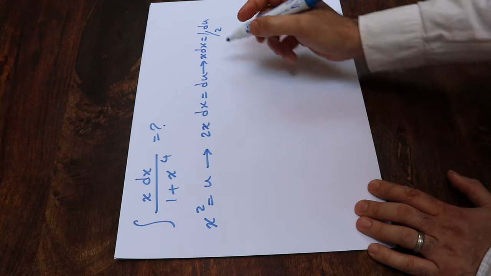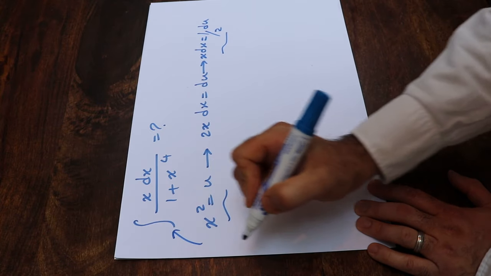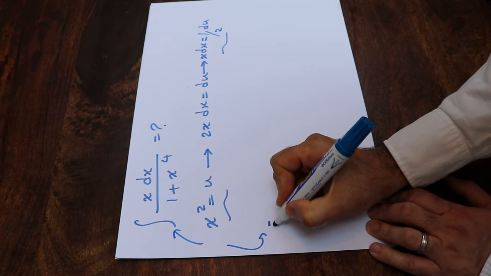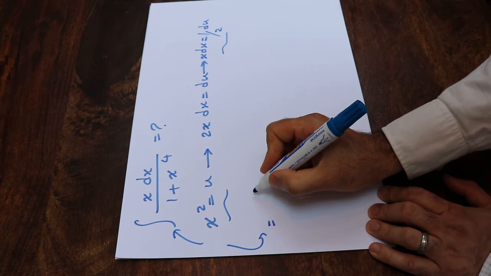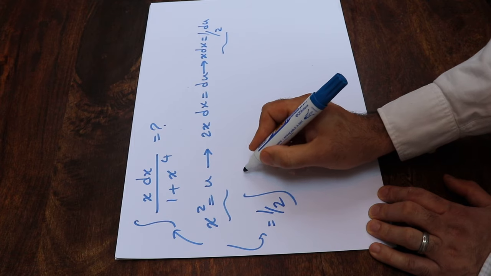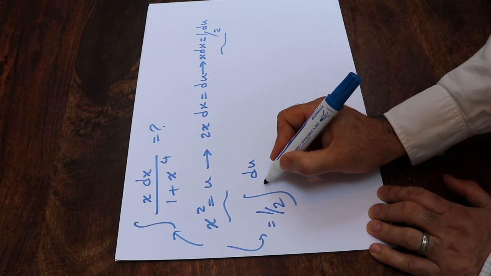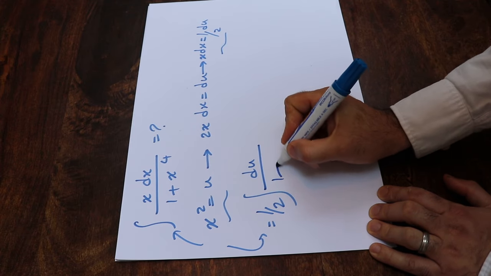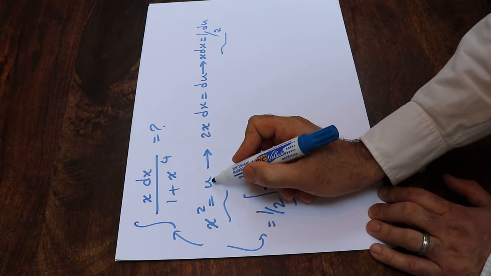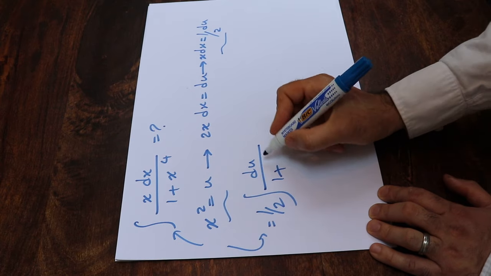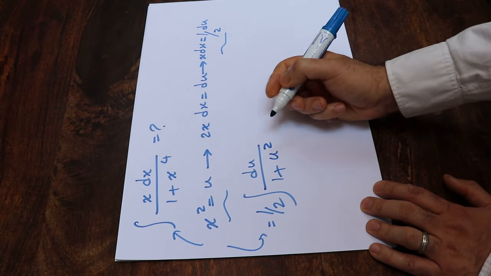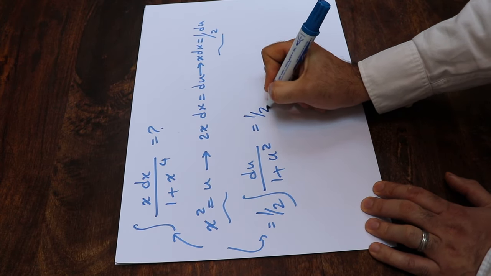Now if you substitute these two expressions into this integral, you can rewrite it as, instead of x dx, 1 divided by 2 times du. 1 divided by 2 is a constant, therefore I can take it out of the integral, divided by 1 plus x^4. x^2 is equal to u, therefore x^4 will be equal to u^2. And this will be equal to 1 divided by 2.